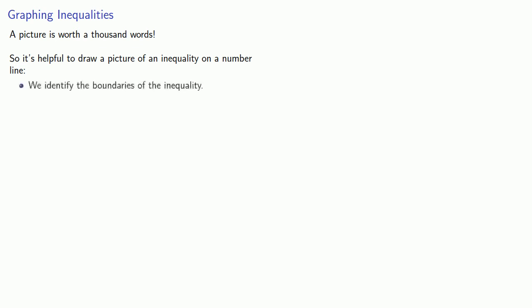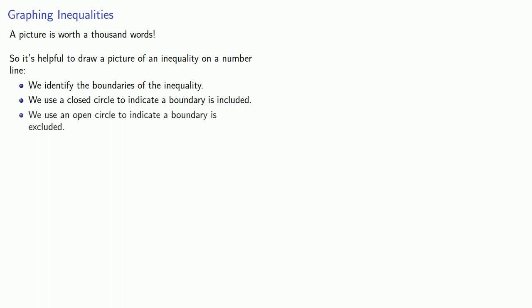First, we'll identify the boundaries of the inequality. And since inequalities come in two flavors, depending on whether we include or exclude the endpoint, we'll use a closed circle to indicate a boundary is included, and we'll use an open circle to indicate a boundary is excluded. And then once we've indicated the boundaries, we'll shade the portion of the number line that corresponds to the inequality.